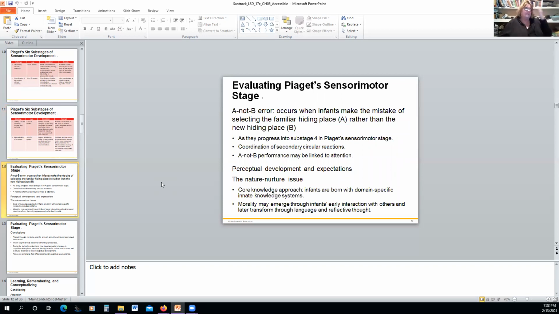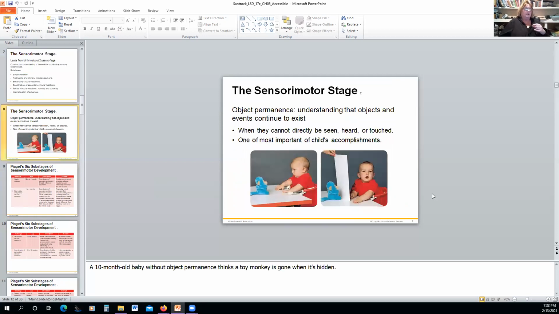Now, this A not B error really comes from object permanence. So go back to this right here. Okay, in the beginning of this sensory motor stage, babies don't know that that toy is behind that card. They don't know to move the card.